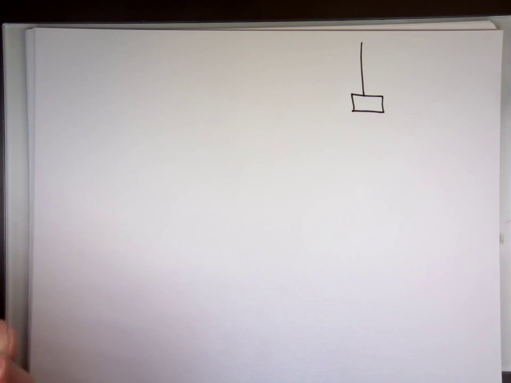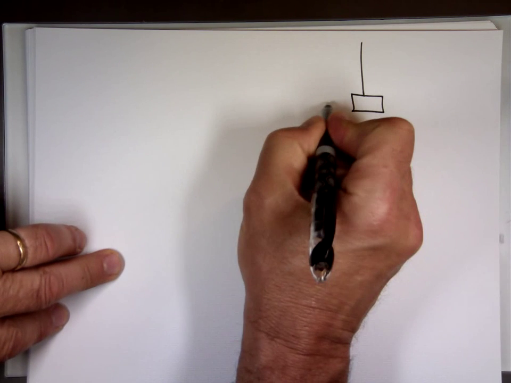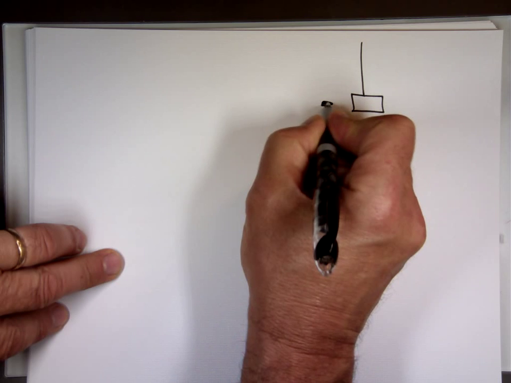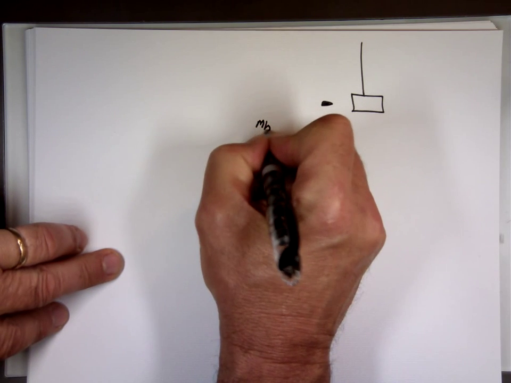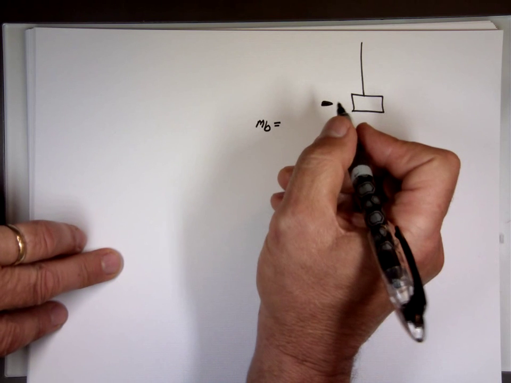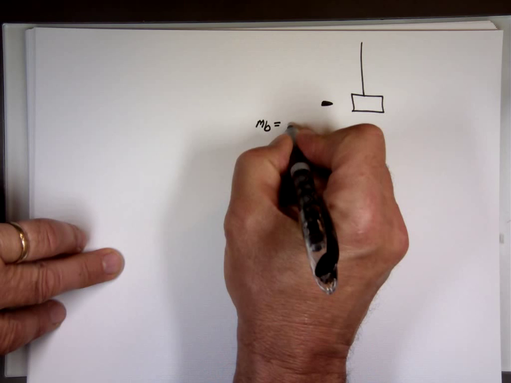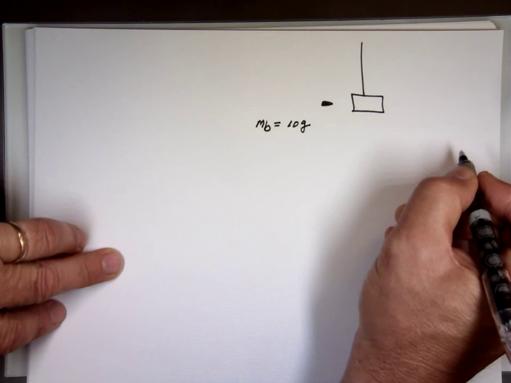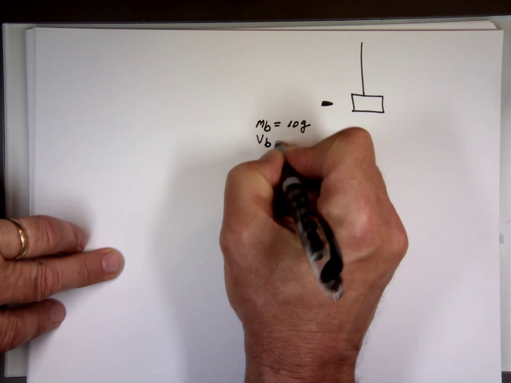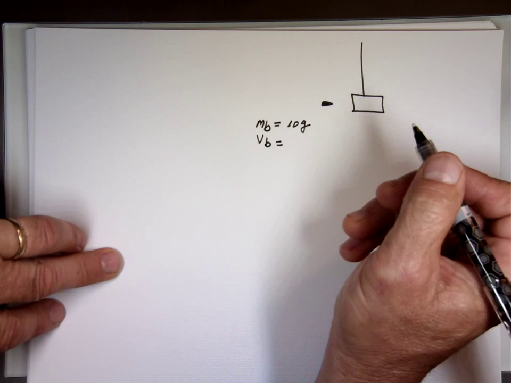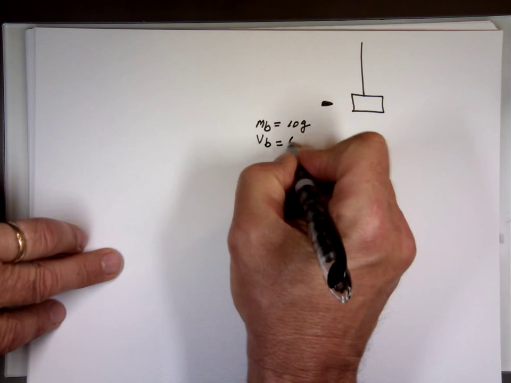Somebody fire a bullet at it. It's a big block of wood. Here comes the bullet. The bullet is moving. The mass of the bullet is really small. Let's say 10 grams. It has a velocity, moving really fast, of, I don't know, 600 miles per hour.